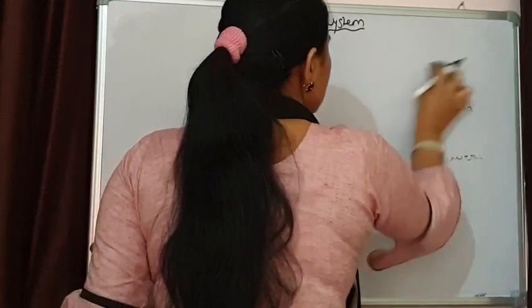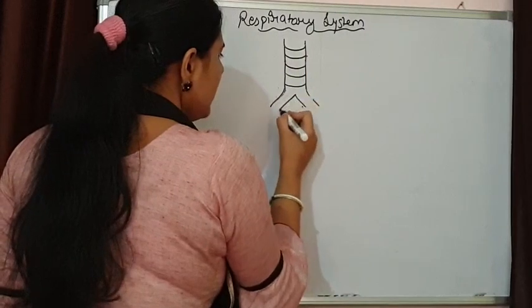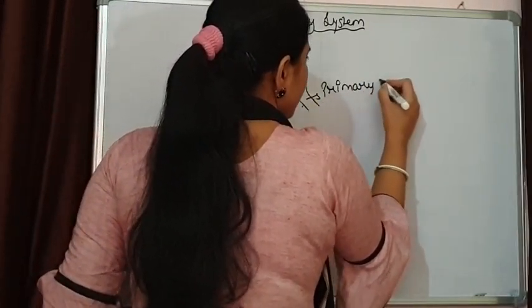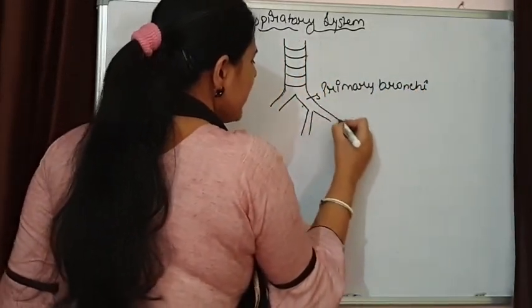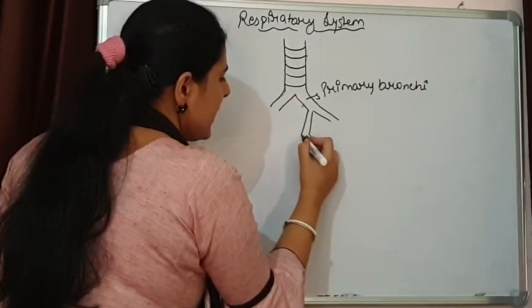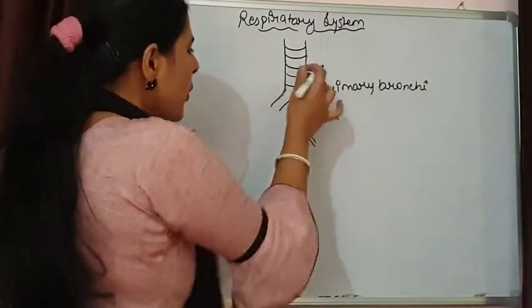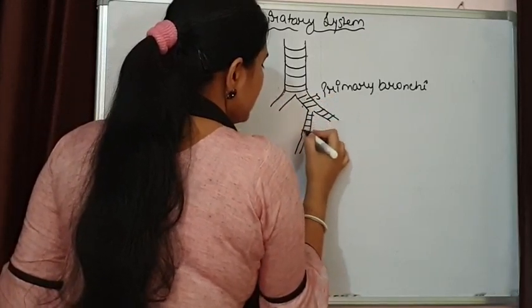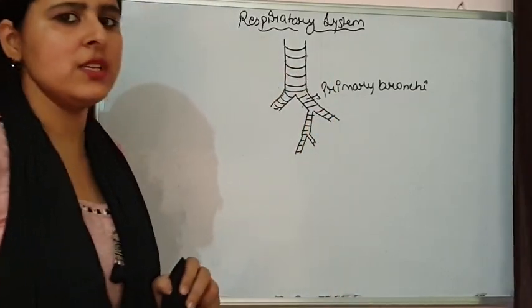Now inside the lungs, these are primary bronchi. These primary bronchi again bifurcate into secondary bronchi, which again have tertiary bronchi. So continuous branching is taking place, and up to the tertiary bronchi, all the structures are supported by cartilaginous rings. All these structures have cartilaginous rings.